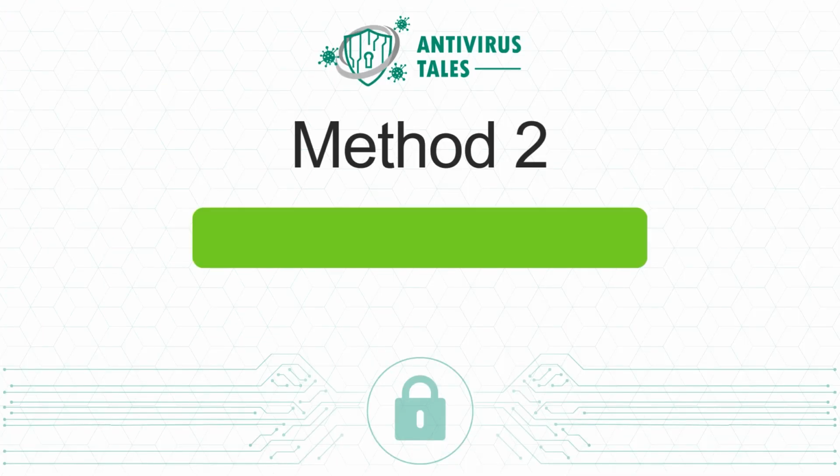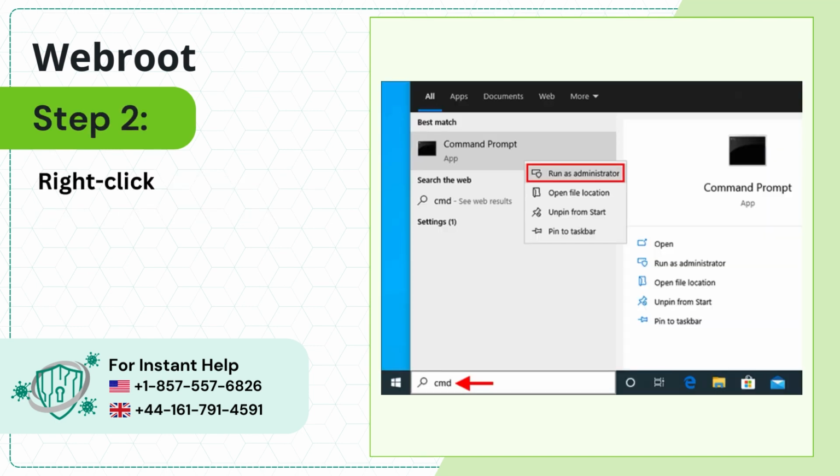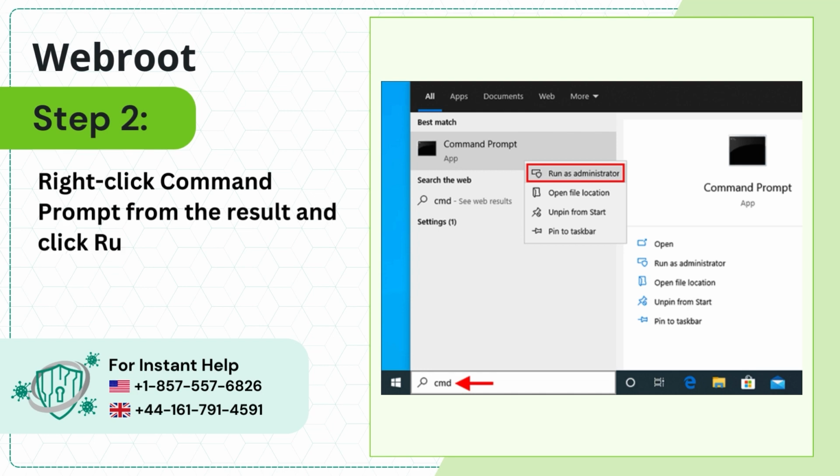Method 2. Uninstall manually. Step 1. Click on the Windows icon, then search Command. Step 2. Right-click Command Prompt from the result and click Run as Administrator.